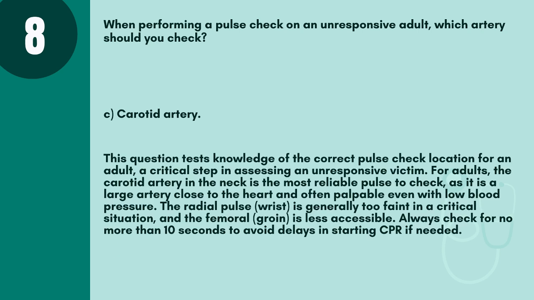Answer: C. Carotid artery. This question tests knowledge of the correct pulse check location for an adult, a critical step in assessing an unresponsive victim. For adults, the carotid artery in the neck is the most reliable pulse to check, as it is a large artery close to the heart and often palpable even with low blood pressure. The radial pulse, wrist, is generally too faint in a critical situation, and the femoral, groin, is less accessible. Always check for no more than 10 seconds to avoid delays in starting CPR if needed.